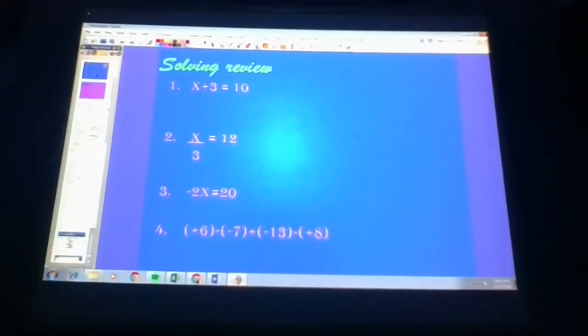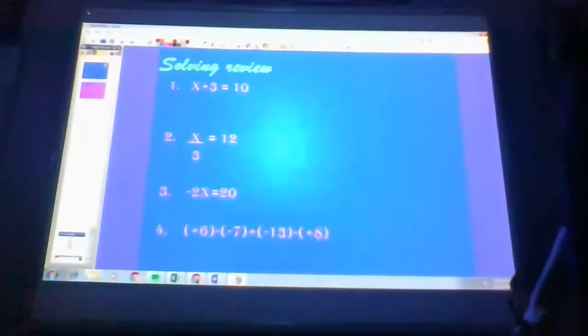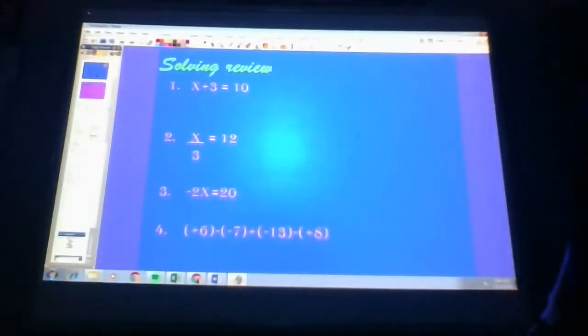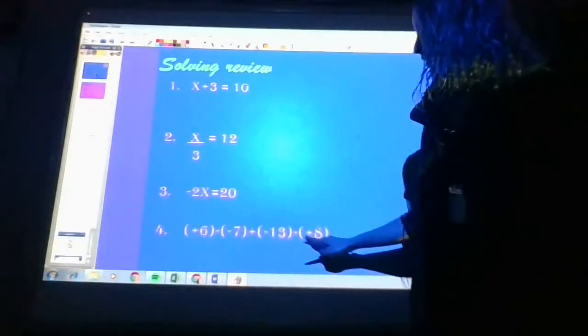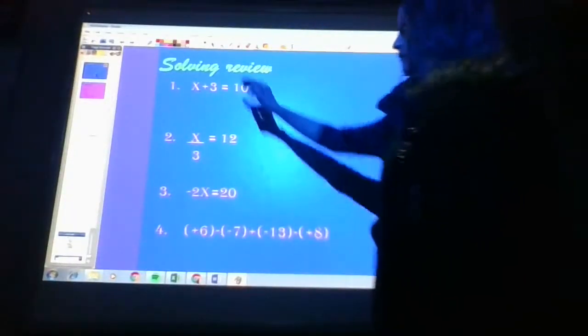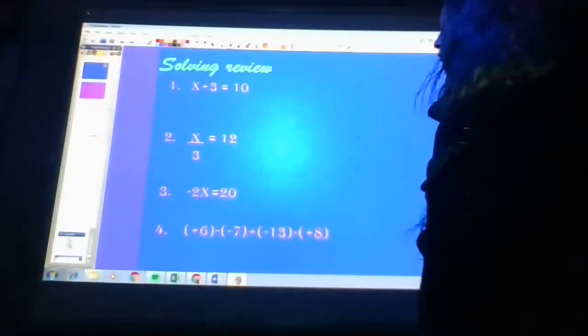Right now, I have some warm-up problems for you. You can do them on a whiteboard or in your notebook, but please pause and try to solve them right now for x for these three, and then right here, just evaluate it. Pause it, please. Now, we're going to solve them.